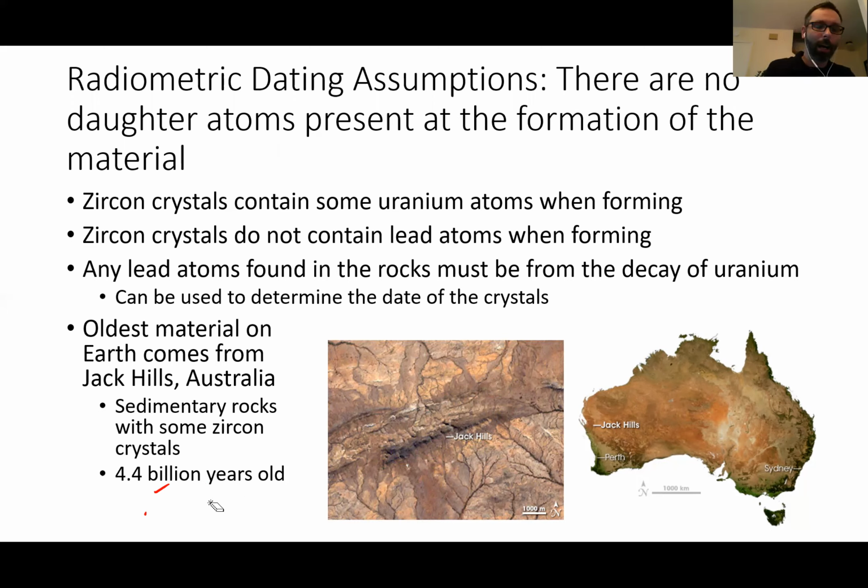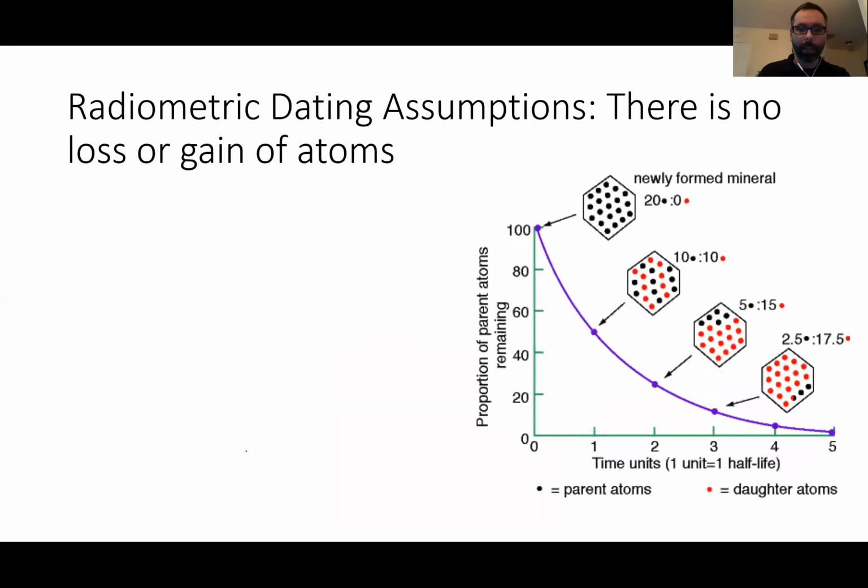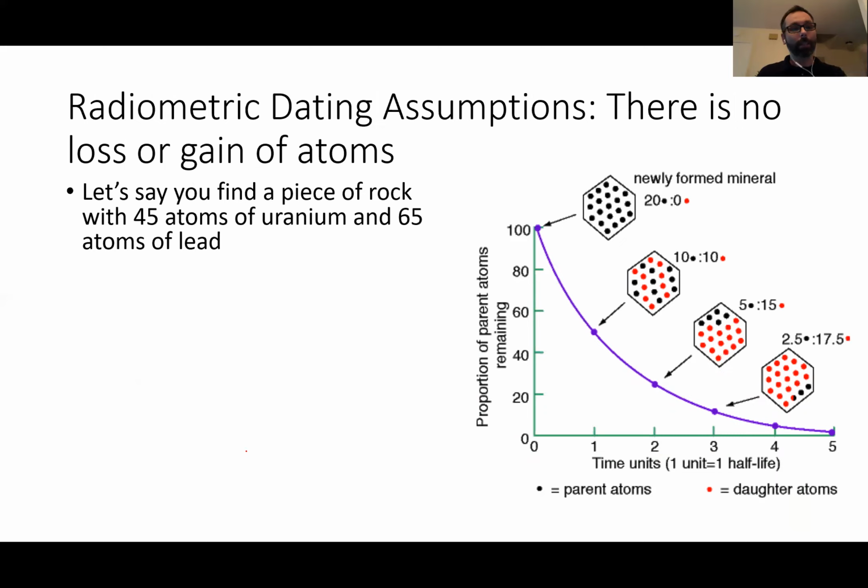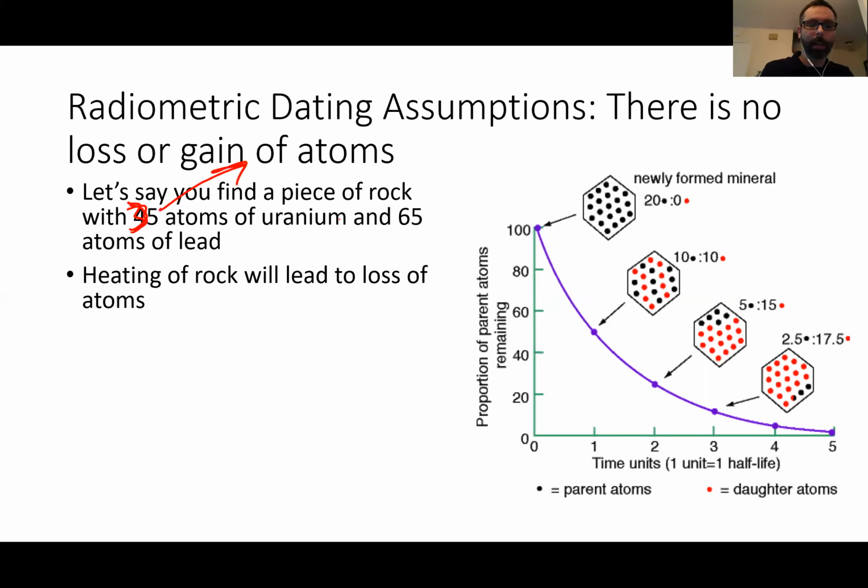But can we trust the zircons so that we know that they're the age they are? Chemistry and physics would seem to say, yes, we can. Now, finally, one last one. There's no loss or gain of atoms. Let's say that should say 35. That was a mistake, right? If you heat the rock, it will cause the atoms to fly away, right? And so rocks that have been heated up will seem younger than they actually are.